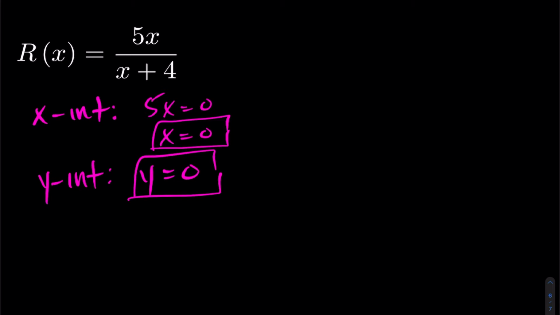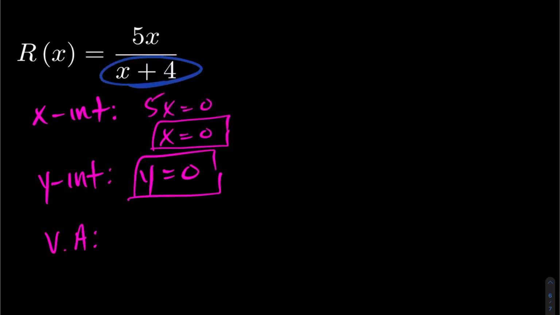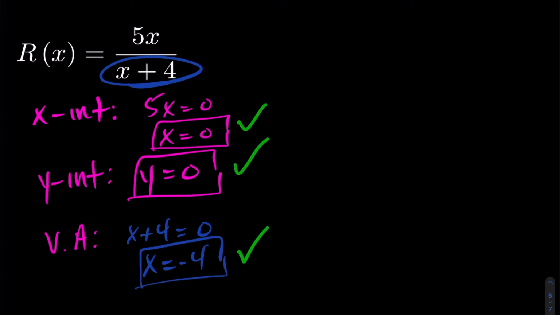Now you want to take a look at your vertical asymptotes. If you remember, your vertical asymptotes exist when the bottom is 0. So the question becomes: when, if at all, is the bottom 0? Well, you set the bottom equal to 0 and solve, just as we did with our x-intercept. I wanted to know when the top is 0, so I set it equal to 0 and solved. Same thing with vertical asymptotes: set the bottom equal to 0 and solve, to which we get x is negative 4. So now I have my intercepts and my vertical asymptote.